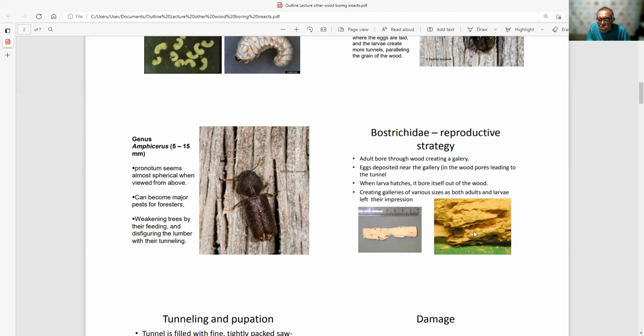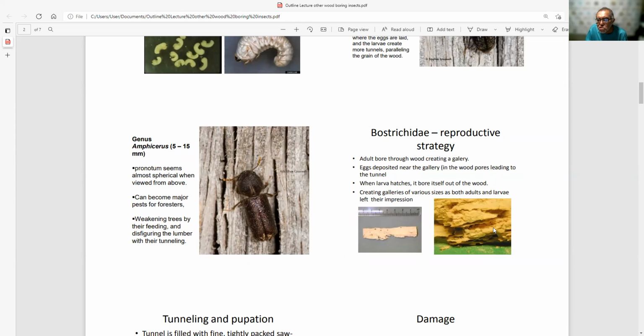It's called homeostasis. Whatever small changes in temperature and in humidity will be corrected and adjusted, so that life in the gallery is so much more comfortable. Any breach or damage will be quickly patched up and repaired. Eggs are deposited near the gallery and the wood pores leading to the tunnel.